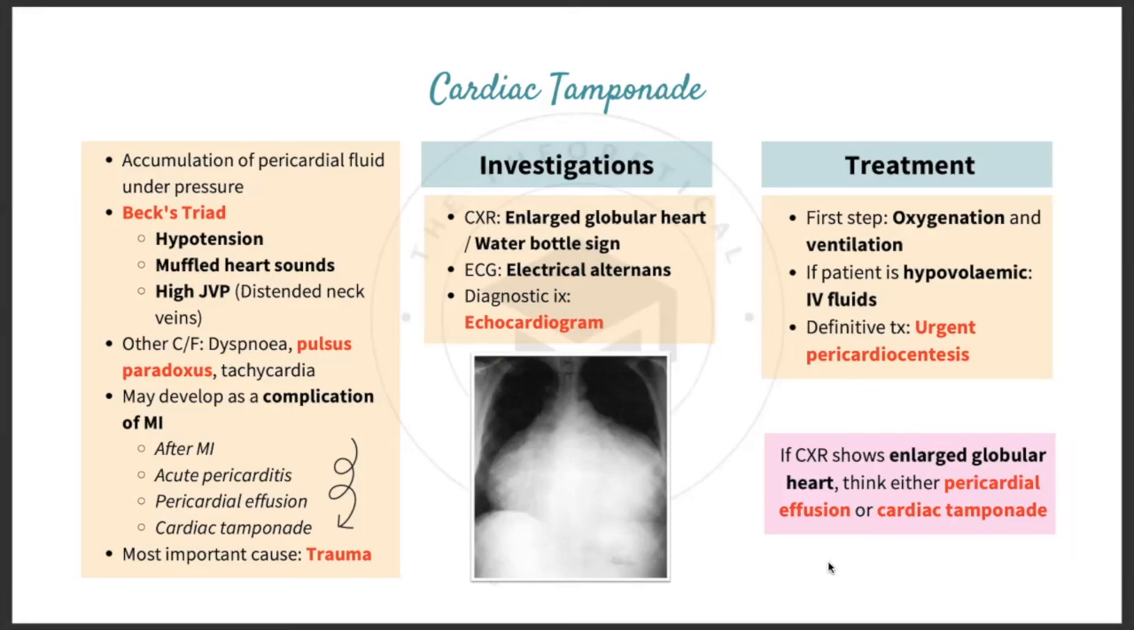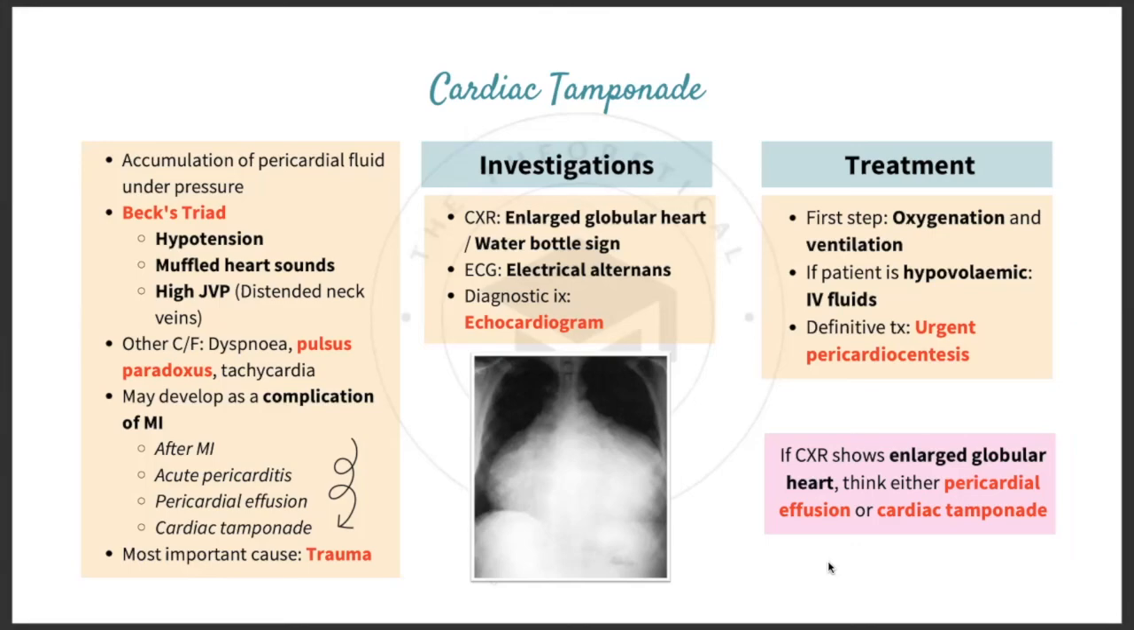So sometimes they may say the patient comes in with hypotension. Upon auscultation, you can't hear the heart sound, but the neck veins are distended or has high JVP. So if there's hypotension, muffled heart sounds, high JVP, it's indicative of cardiac tamponade. These are the Beck's triad. So other clinical features: dyspnea, pulsus paradoxus, tachycardia.